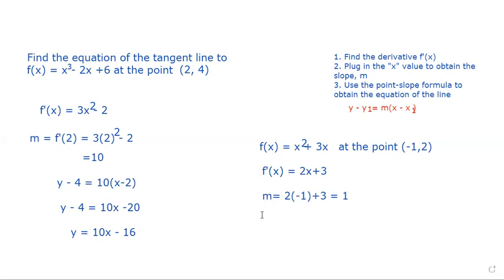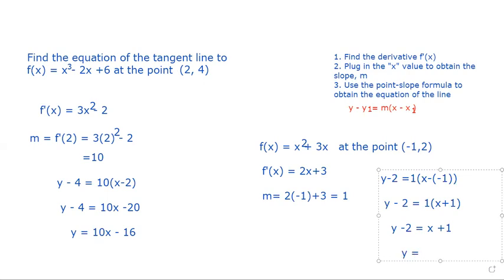And now we go directly into our point slope formula. I'm going to come over here to make sure we have enough room. Y minus 2 is equal to 1 times x minus -1. Y minus 2 is equal to 1 times x plus 1. We're going to show every step. Y minus 2 is equal to 1x plus 1.